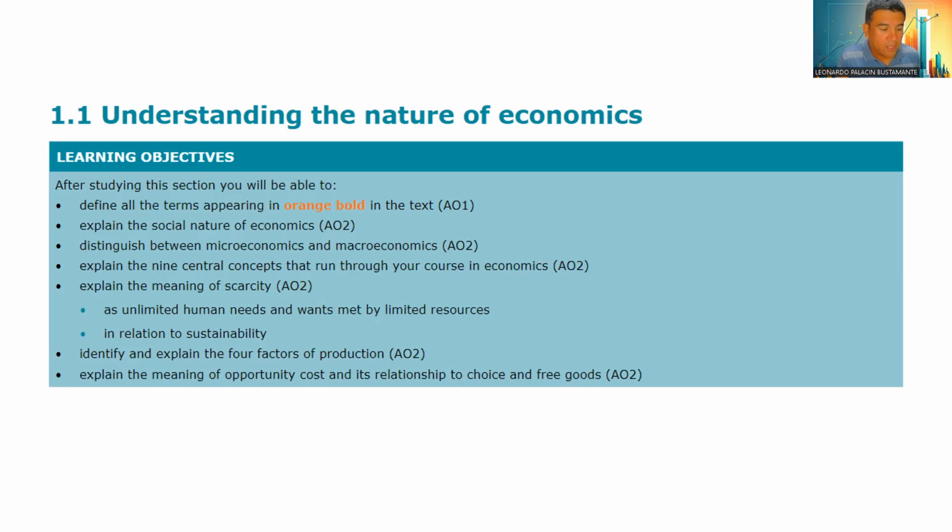We are going to explain the meaning of scarcity, and we have 2 focuses on scarcity. We are going to identify and explain the 4 factors of production. And finally, I'm going to explain the meaning of opportunity cost and its relationship to choice and free goods.